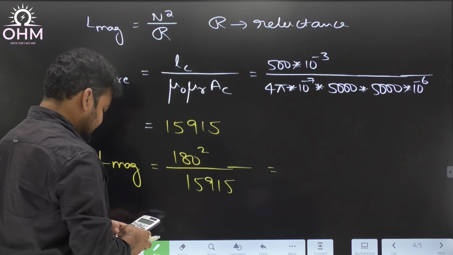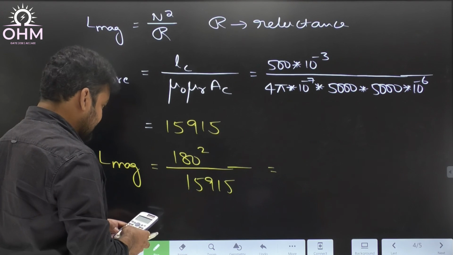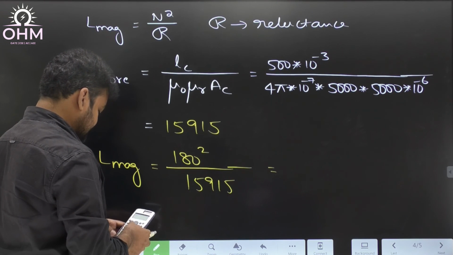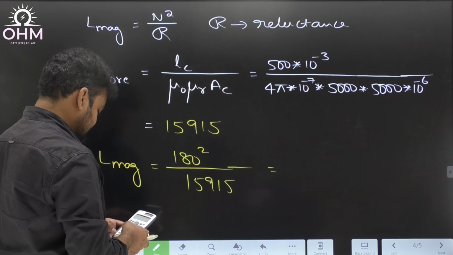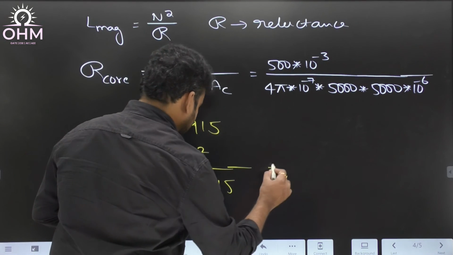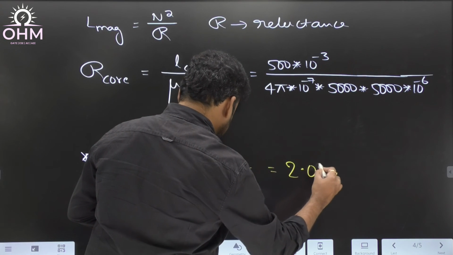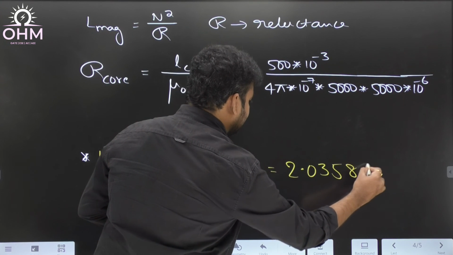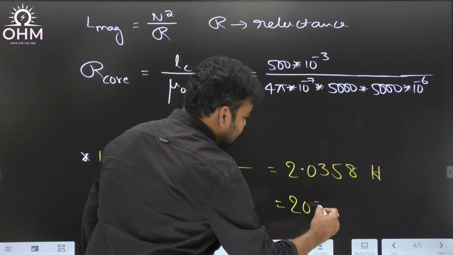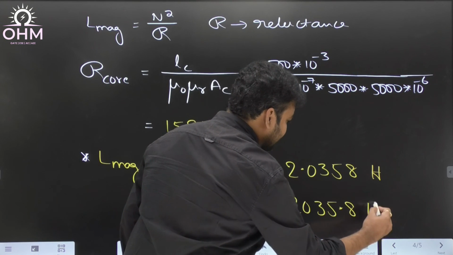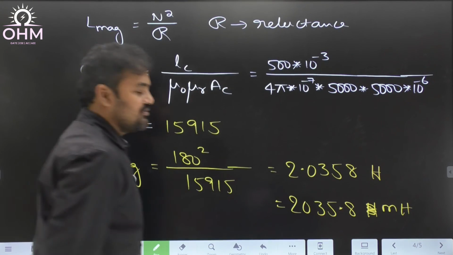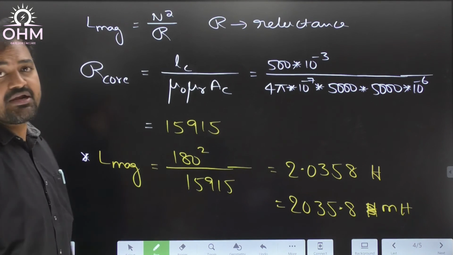So 180 square divided by 15915. I'm getting 2.0358 henries. If I convert into millihenries, that is 2035.8 millihenries. So that is going to be the magnetizing inductance.